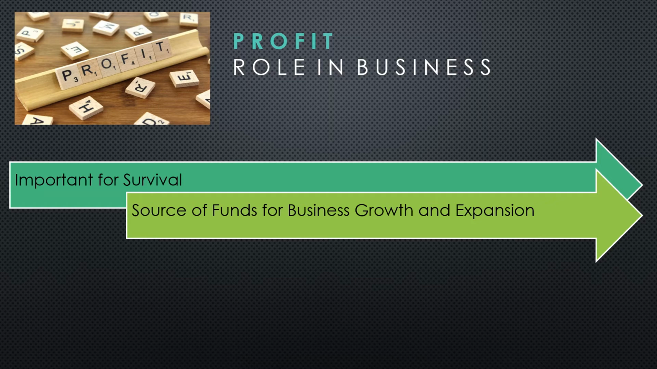So this is expansion. And what does a business need for expansion? It needs funds. Where will these funds come from? These funds can be derived out of the surplus a business is earning. That means profits earned over a period of time.